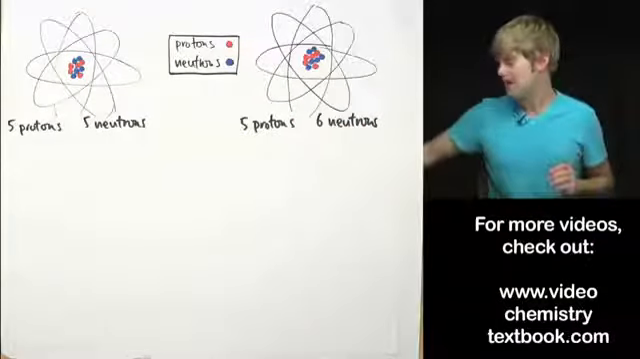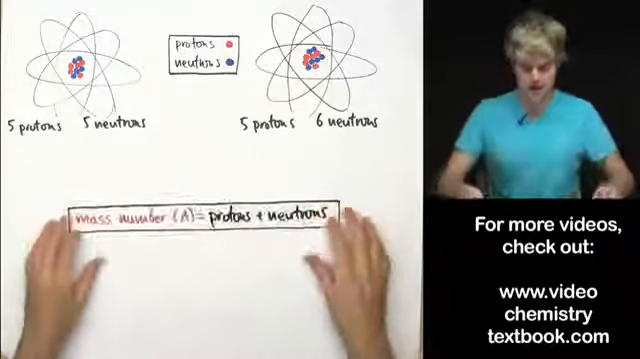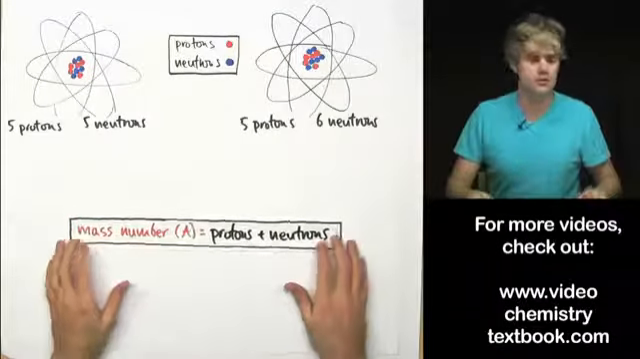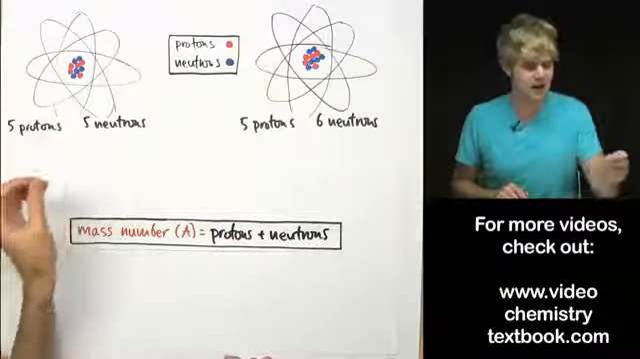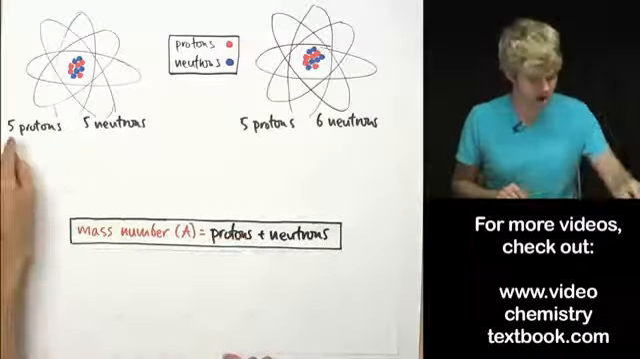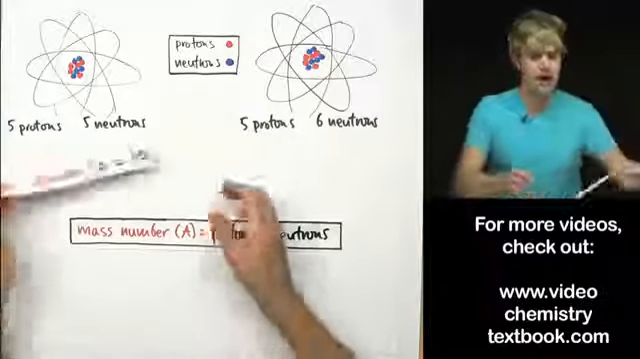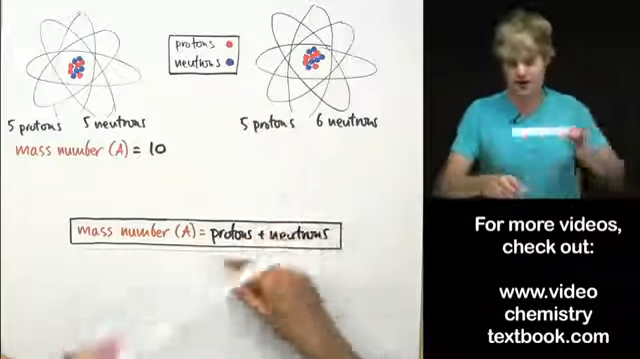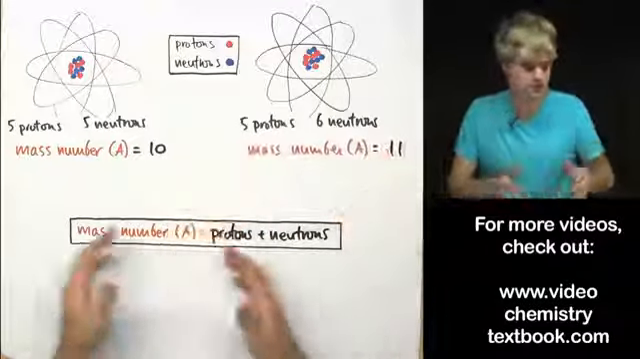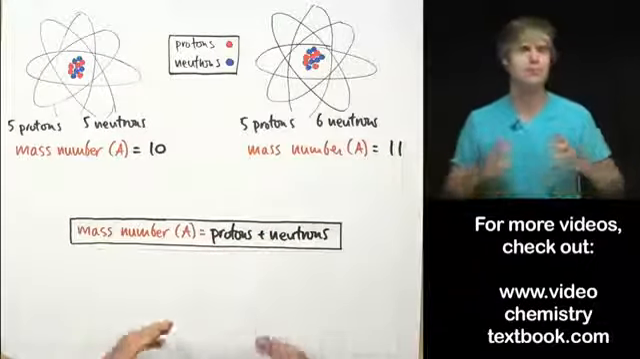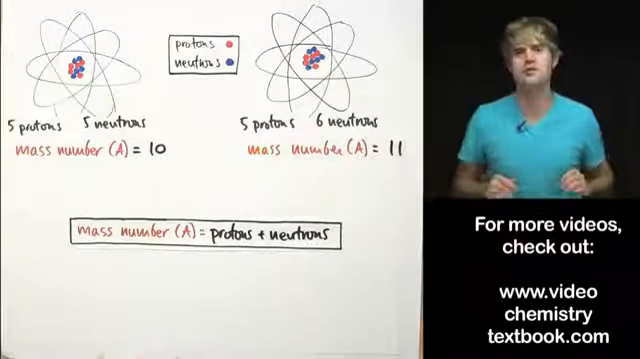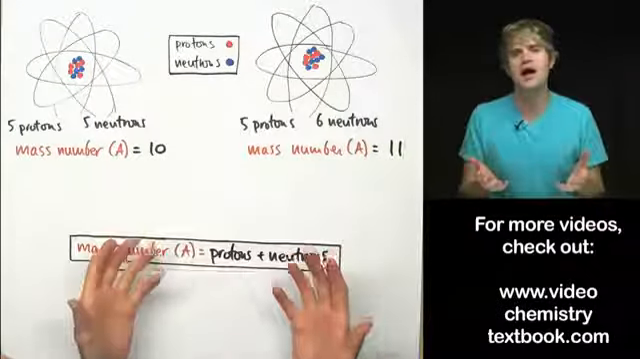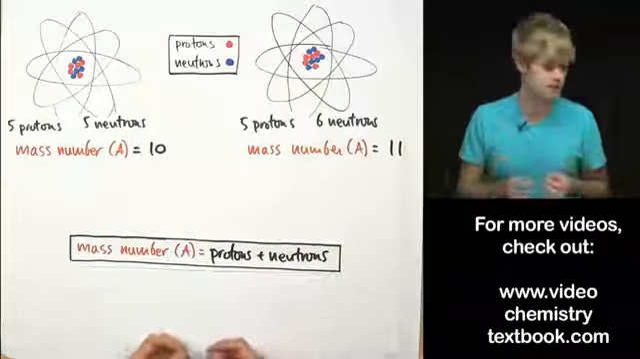So, mass number is the number of protons plus the number of neutrons. This atom here has a mass number of 10, 5 plus 5. And this atom over here has a mass number of 11, 5 plus 6. Mass number tells us how many protons and neutrons are in the nucleus of an atom. But it's also important because it gives us an idea of how much the atom weighs.